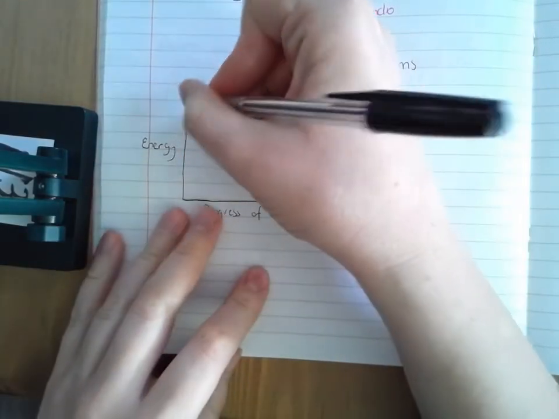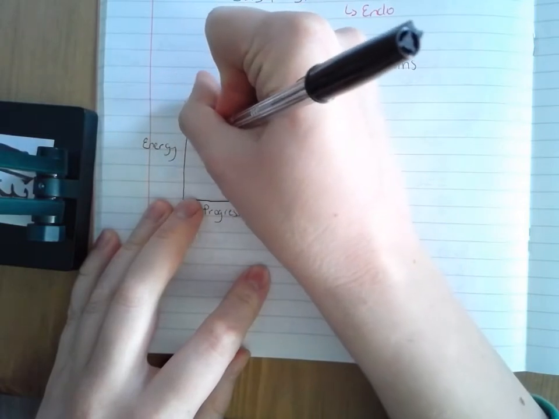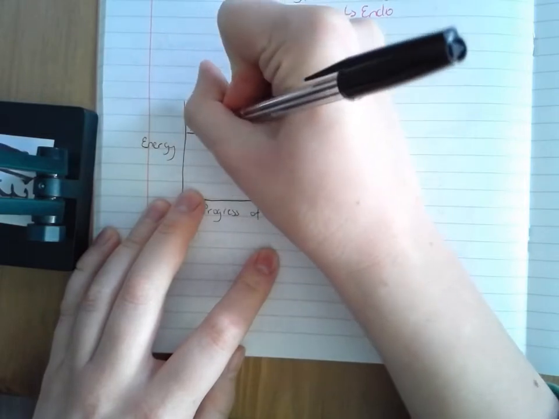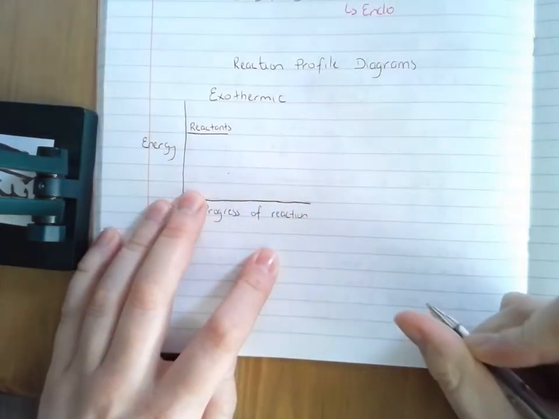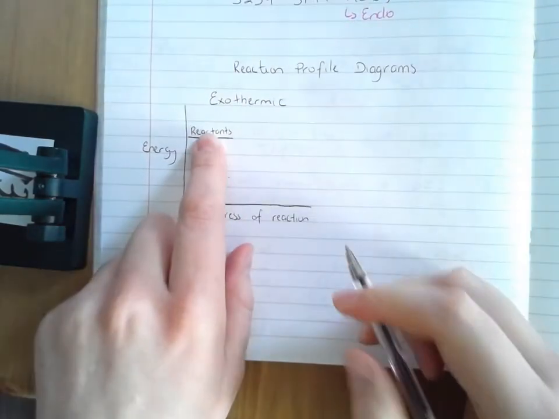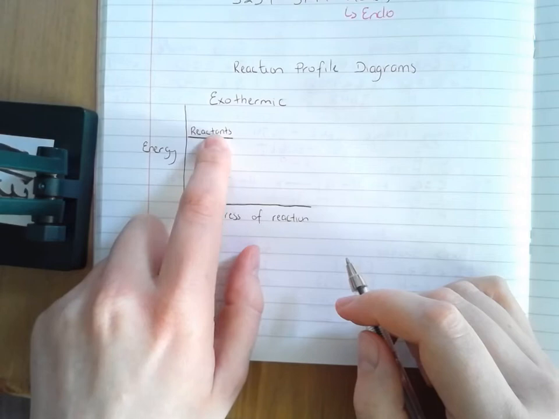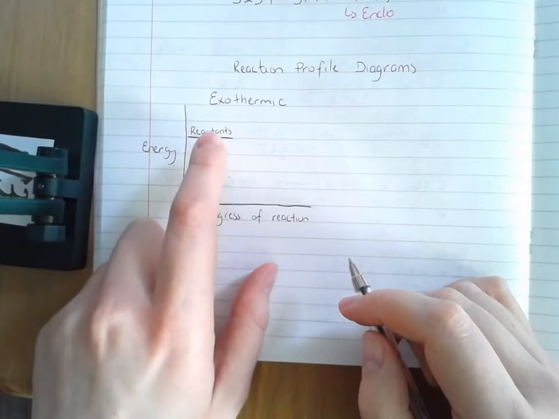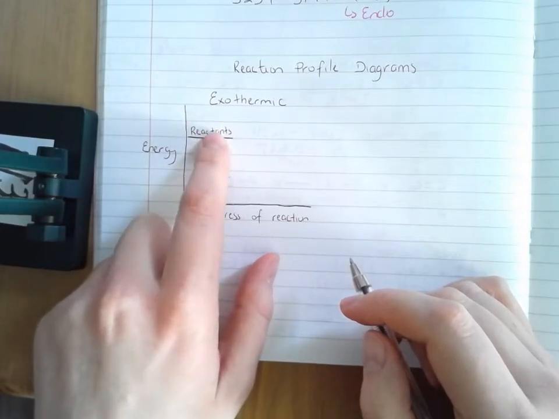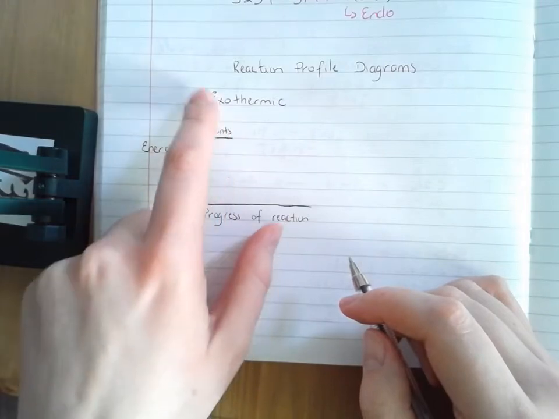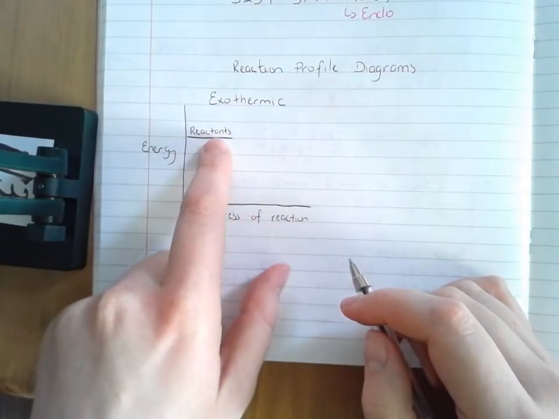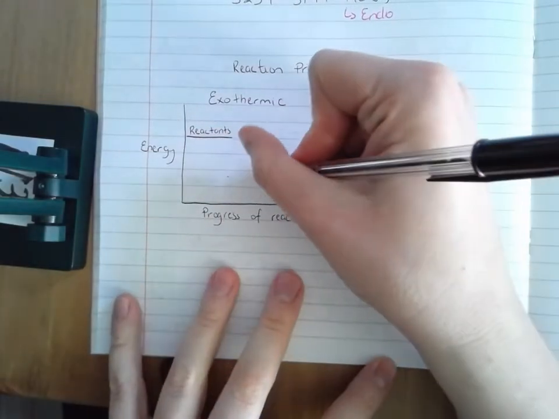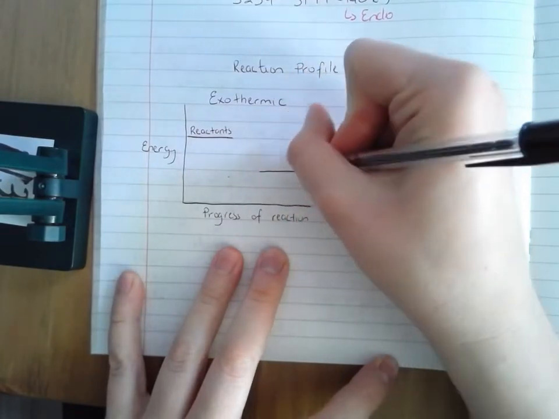So if I were to write on my graph, I'm going to put my reactants here, okay? This tells me that my reactants have this amount of energy. If energy is being released during the reaction, then my products should have less energy than my reactants. If my products have less energy, then when I'm completing my sketch, I just need to put my products lower down on my y-axis than my reactants. So I'm going to put my products down here.